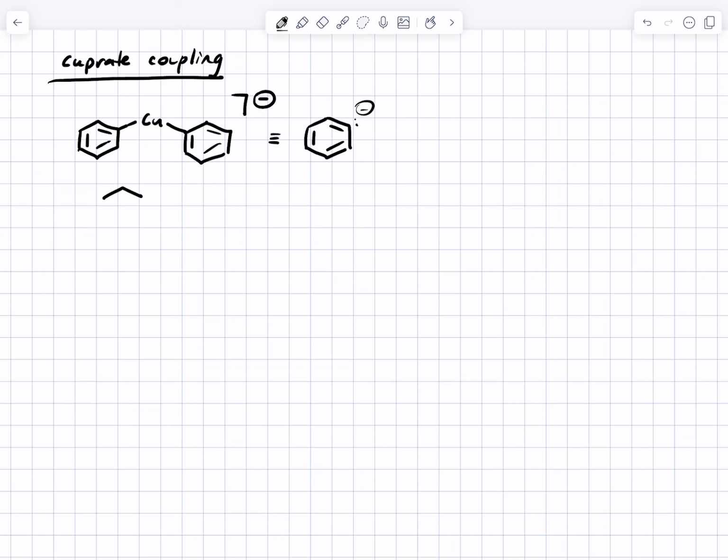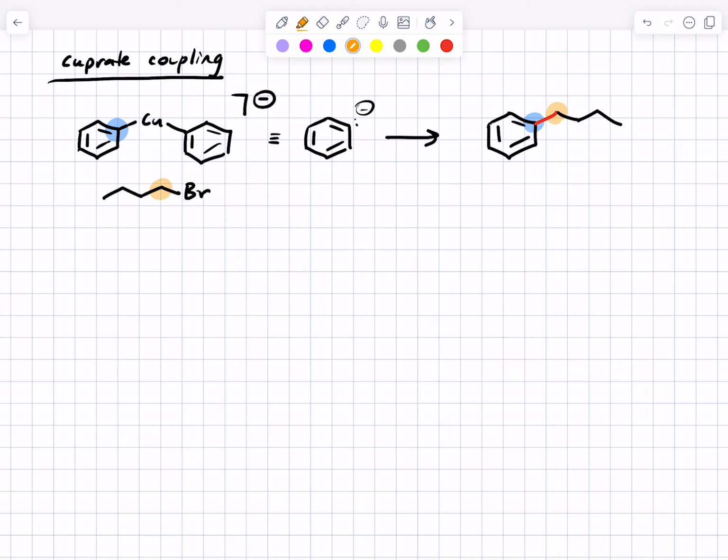So in the cuprate coupling reaction, you can take an alkyl halide and you can make a new bond between one of the benzene rings on the cuprate and then the carbon that bears the halide. So here's the carbon with the halide. This is the carbon that used to be attached to copper. Here is the new bond we made. And we call that a coupling reaction because two carbons that didn't used to be bonded to each other are now bonded to each other.